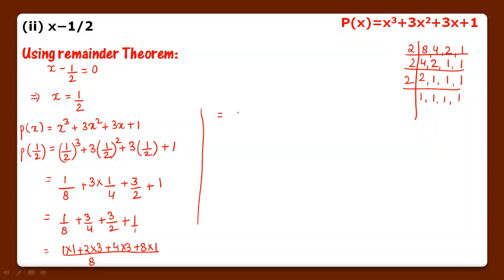Equals to 1 into 1, 1. 2 into 3, 6. 4 3s are 12. 8 1s are 8 upon 8. 12 plus 8, 20, 26, 27. 27 upon 8. So we can write here, we have got our remainder which is equals to 27 upon 8.